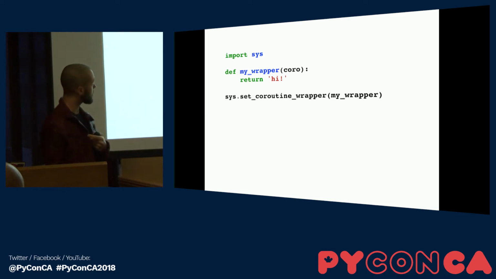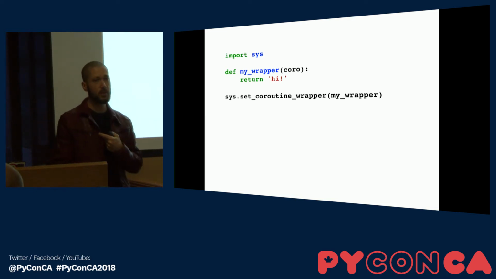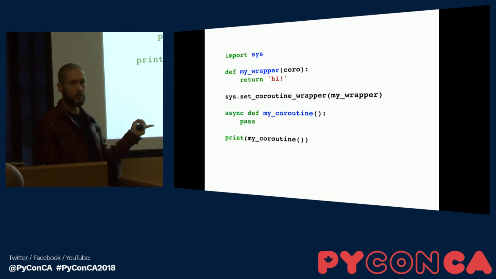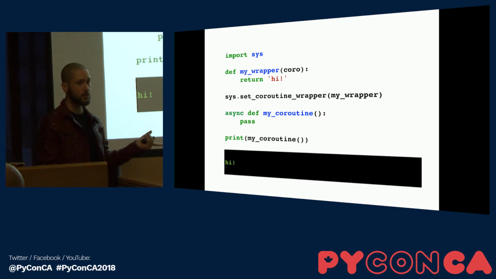So if I want to do this, I could make a coroutine wrapper that just returns hi. And once this has run, then this code that you saw before no longer prints a coroutine object, it prints hi. This is one hell of a hook. This changes the very meaning of the async def syntax.